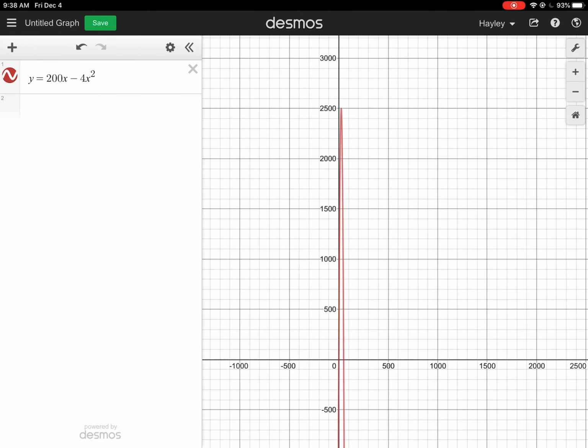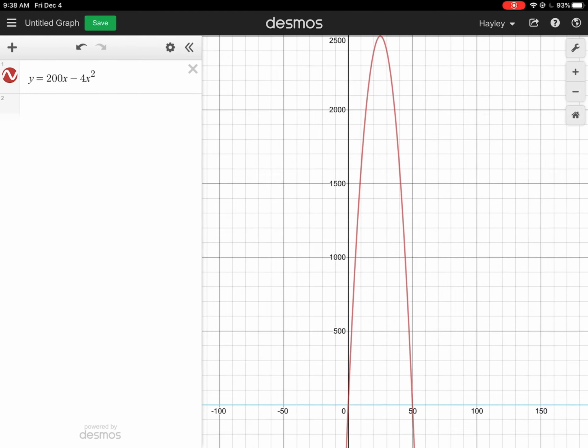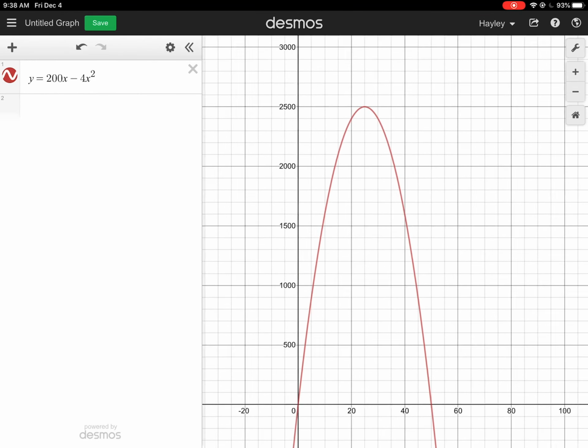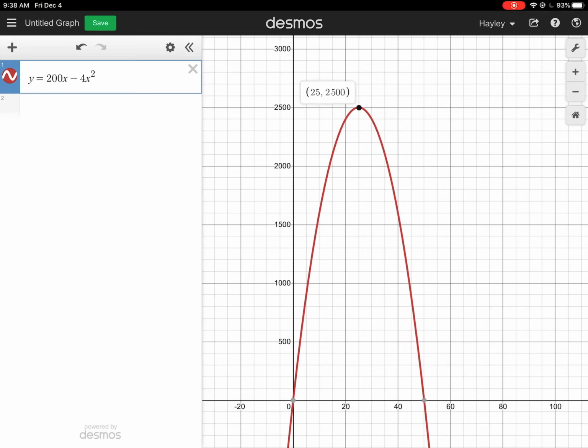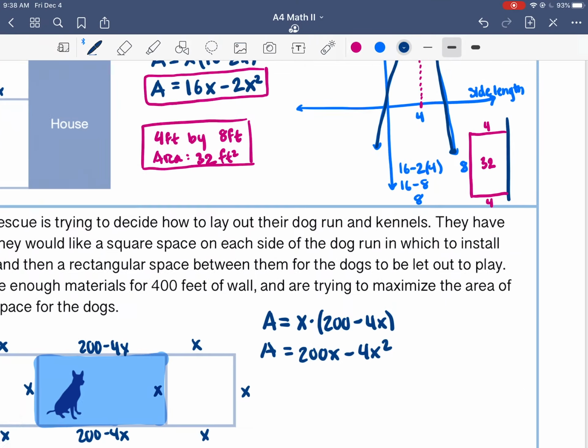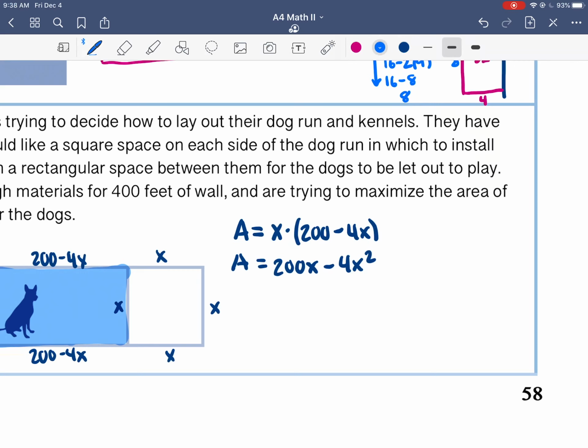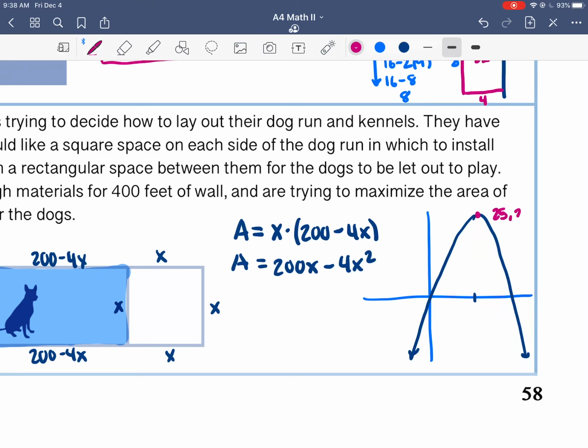Very tall quadratic. Let me just stretch this out a little bit so we can see better. So notice that our maximum point is at 2500. So I'm going to go back here and just draw a really quick graph. It's going to be much smaller than it is in real life. It's fine though. And the maximum point here is at 2500.